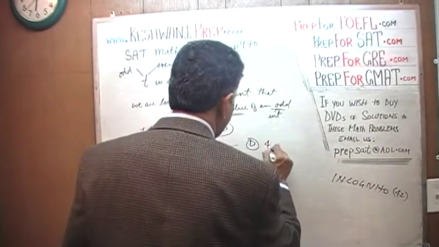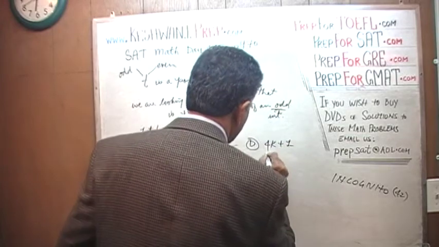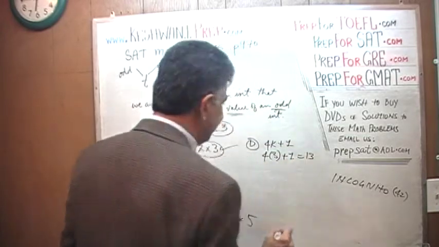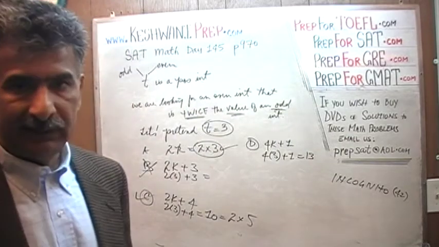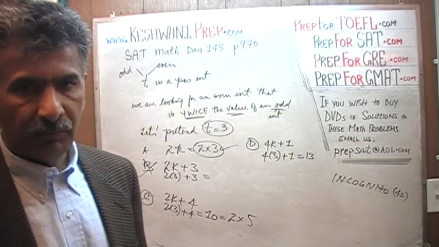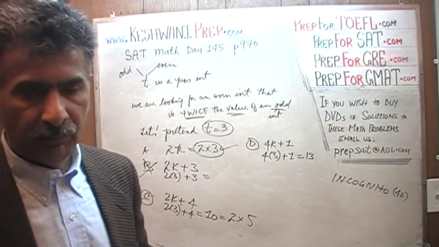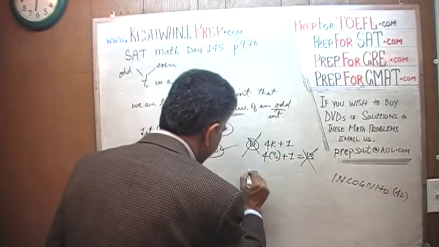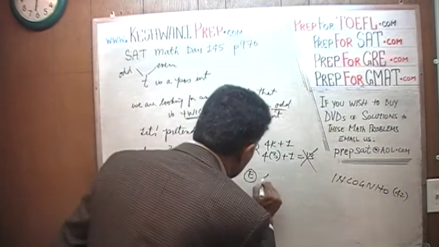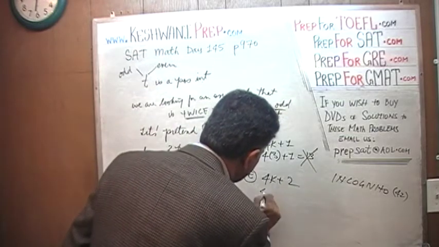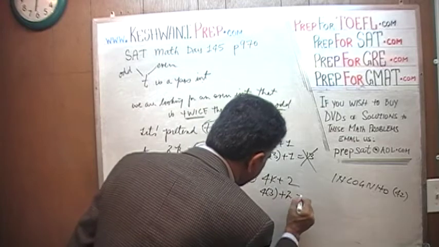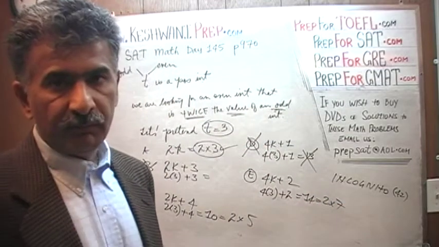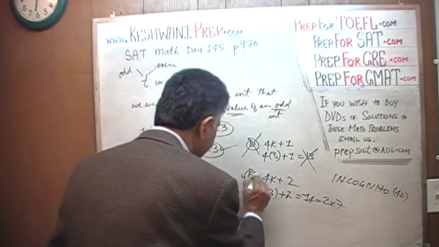D says 2 times k cubed plus 1, which gives 13. Is 13 twice an odd integer? The answer is no, because if something is twice an odd integer, it would have to be an even integer. 13 is not it. D is not the answer. Let's look at E. 4 times k plus 2. 4 times 3, which is 12, plus 2 is 14. And 14 can be written as 2 times an odd integer. So the answer could also be E.